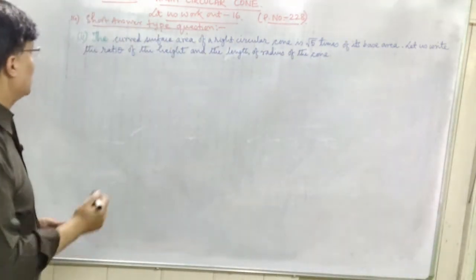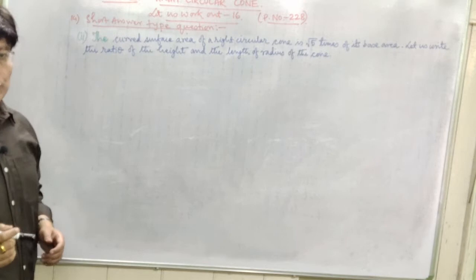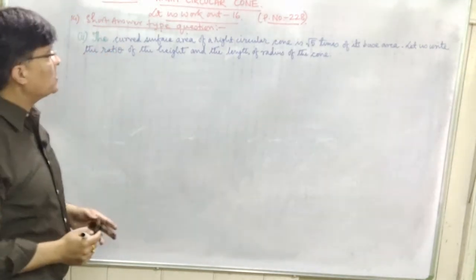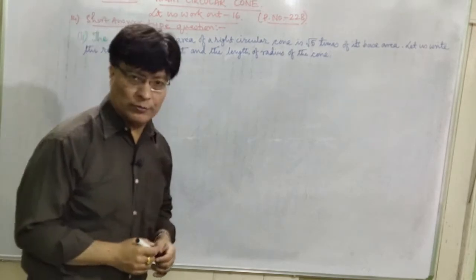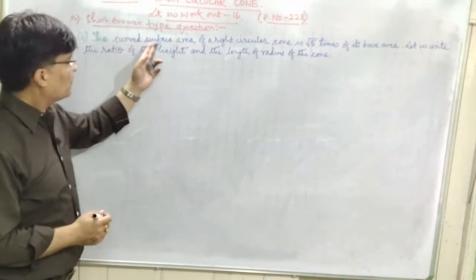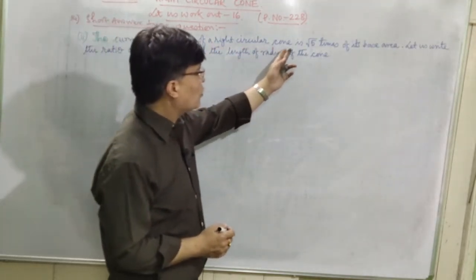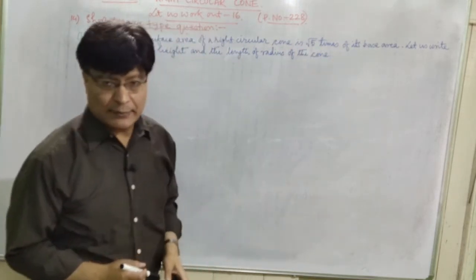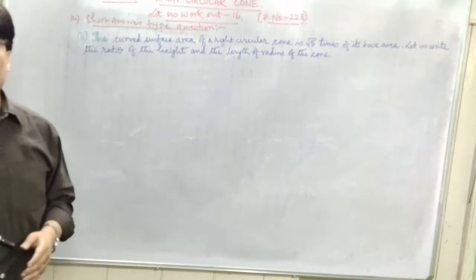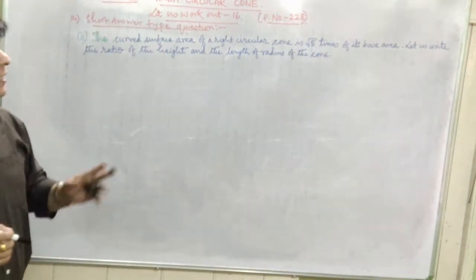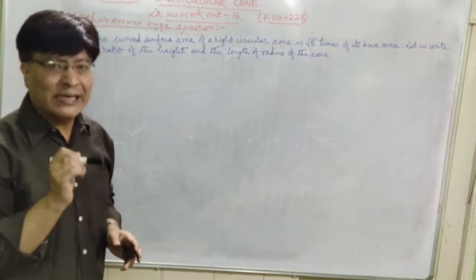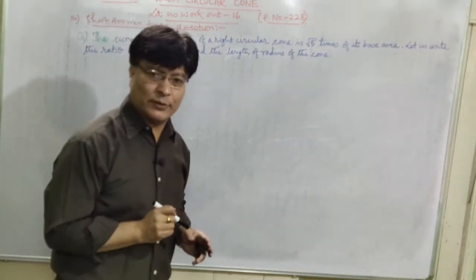So now we'll do the next question, that is question number 2 of number 14. The question is: the curved surface area of a right circular cone is root over 5 times its base area. In the question it is given that the curved surface area of a right circular cone is root over 5 times its base area. Okay.